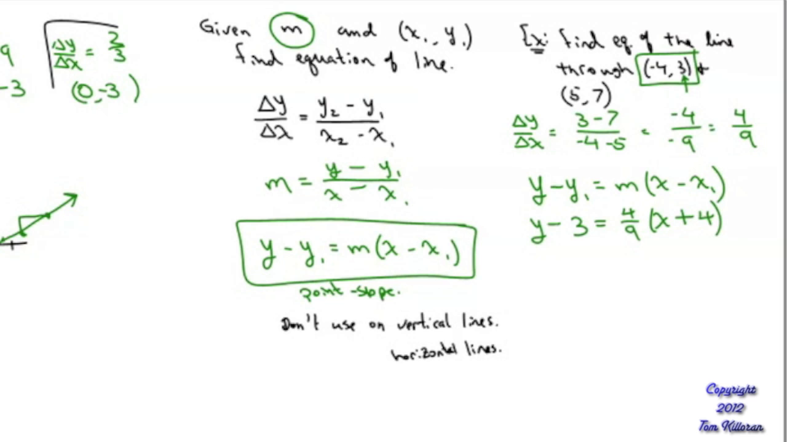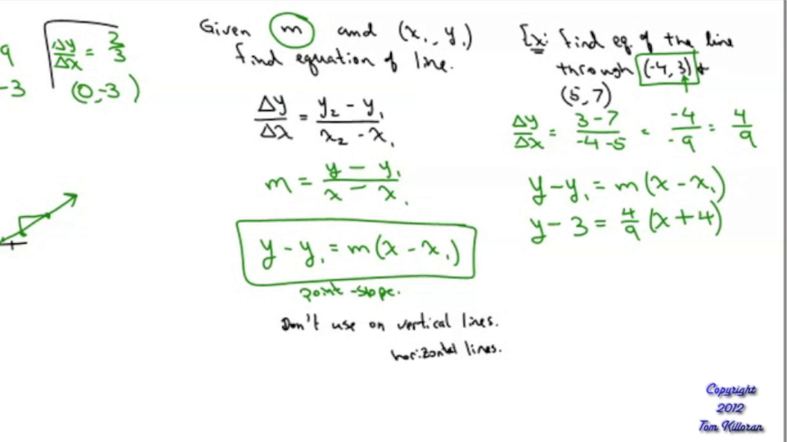Yeah, but I want to solve for y. The book doesn't want to solve for y. We'll talk about that in a second. So what would be your first step here? Add 3 to both sides? You could, but that gets kind of messy. You could distribute the 4 nines. Yeah, that's probably what I'd do.